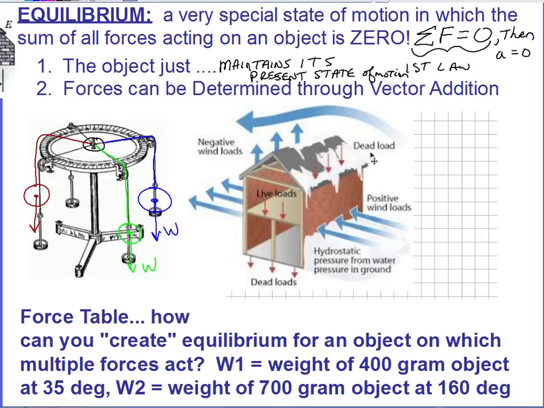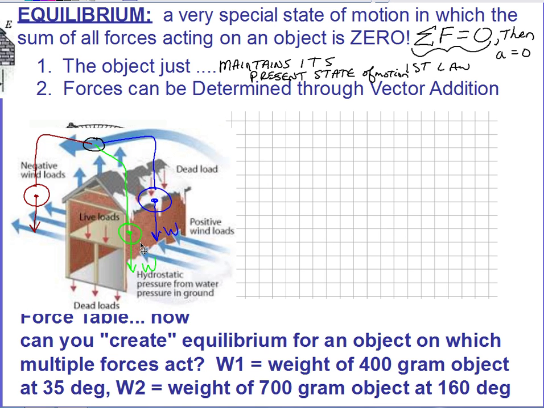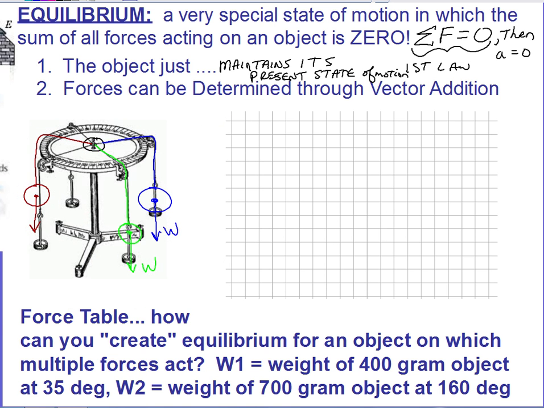We have this thing called a dead load, which is where the snow sort of piles up on top of the roof, creating a force downward due to gravity. We have live loads of people walking along in the building, or maybe equipment that's placed in the building, or furniture, you name it. Hydrostatic pressure from water pressure in the ground. Those are all different kinds of loads. The building needs to be able to withstand all of those forces and to be able to maintain equilibrium.